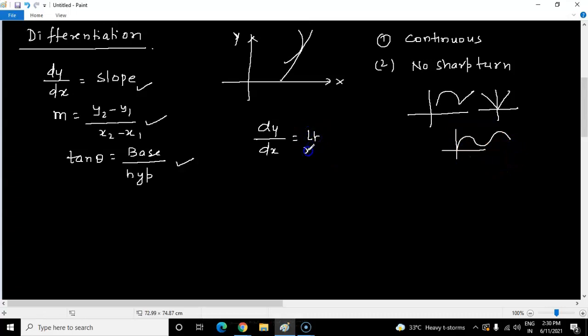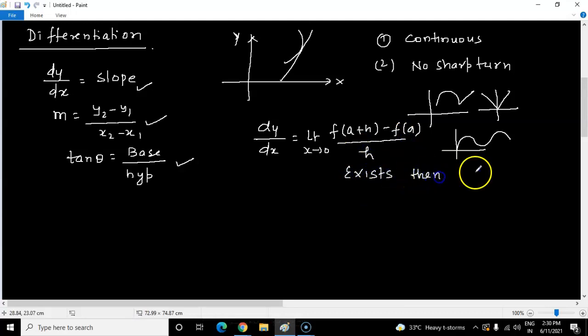So limit of h tends to 0, f of a plus h minus f of a, divided by h. If this exists mathematically, then the function f of x is said to be differentiable.